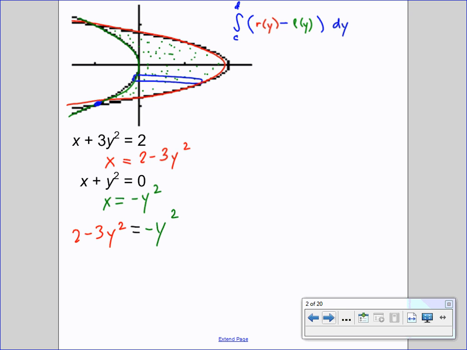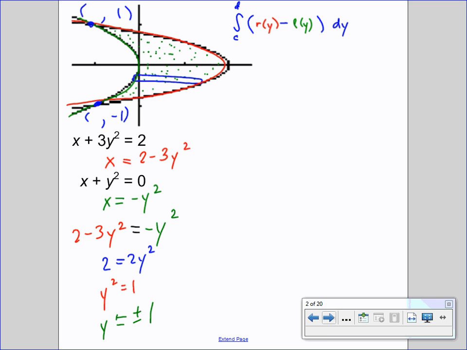So we'll go ahead and add over that 3y squared, and I'm getting 2 equals 2y squared, and I'm getting y squared equals 1, and I'm getting y equals the positive and negative square root of 1, which is 1. Which means that the y coordinate of this point must be negative 1, and the y coordinate of this point must be positive 1.